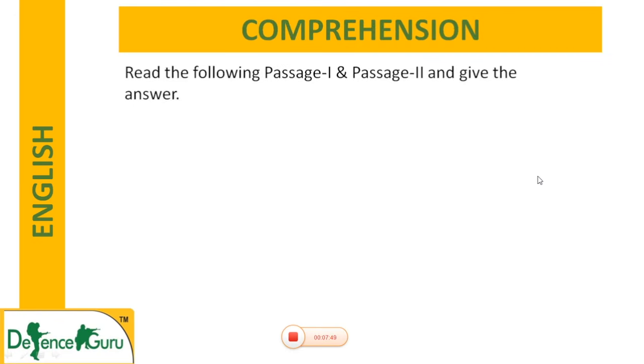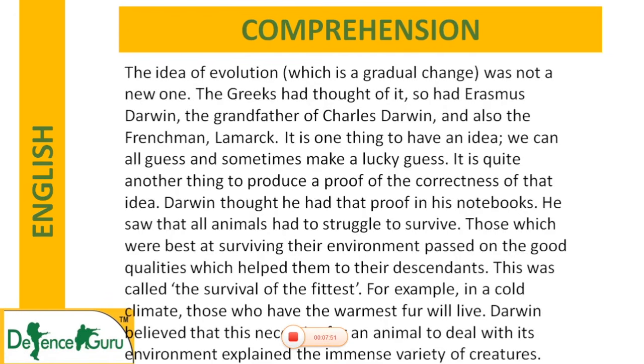No confusion is there. Now this is the time to read a passage. Well, the passage is, the idea of evolution, which is a gradual change, was not a new one. The Greeks had thought of it, so had Erasmus Darwin, the grandfather of Charles Darwin, and also the Frenchman Lamarck. It is one thing to have an idea, we can all guess and sometimes make a lucky guess. It is quite another thing to produce a proof of correctness of that idea. Darwin thought he had that proof in his notebooks.